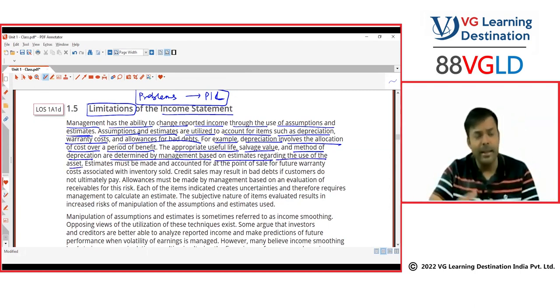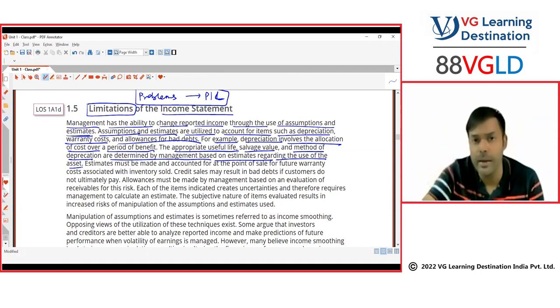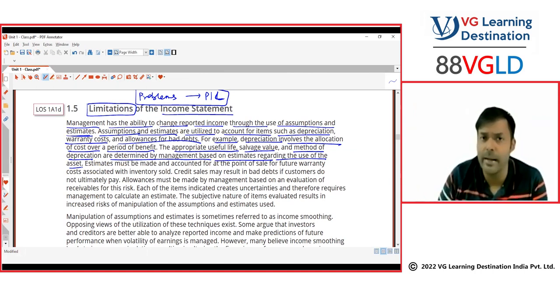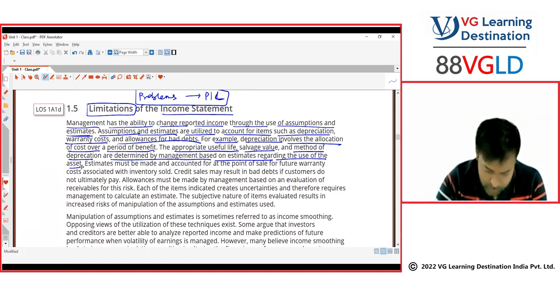So you can decide what should be my depreciation method, how many years I'm going to use this, what should be the selling price in that case. All of it is going to change everything. I'll discuss every item one by one whenever we are moving to the asset. So don't worry on that.